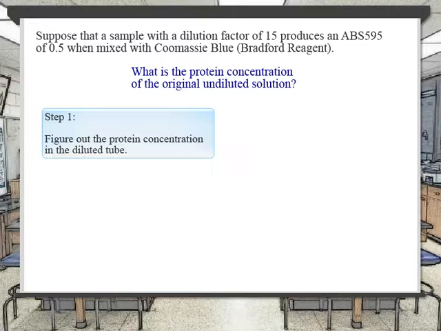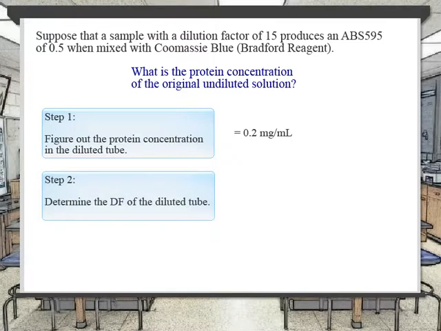To determine this, we need to look at a standard curve and figure out what is the protein concentration of a tube that produces an absorbance of 0.5. Based on the standard curve, we've estimated the protein concentration in the diluted tube to be 0.2 milligrams per milliliter.